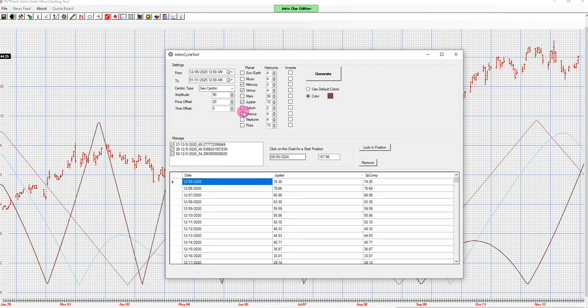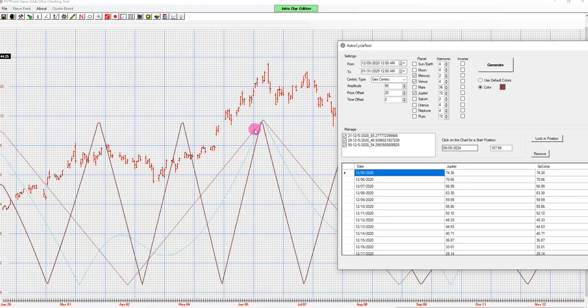So what I've done, I've chosen 3 cycles after a little experimentation. I'm taking the second harmonic of Mercury, which is the light blue line. For Venus, I'm taking the 4th harmonic, which is the larger brown cycle. And then I'm using the 72nd harmonic of Jupiter, which is the dark brown cycle here.